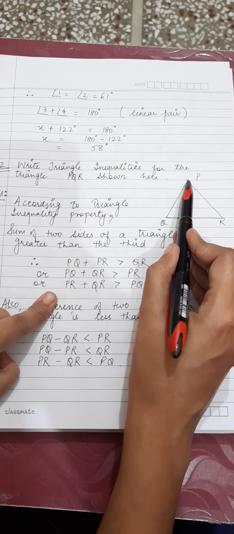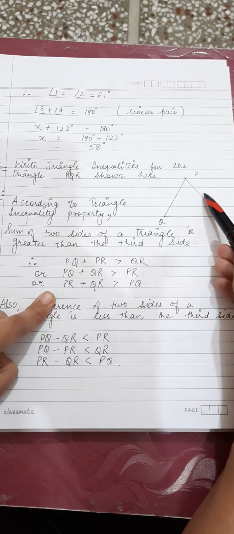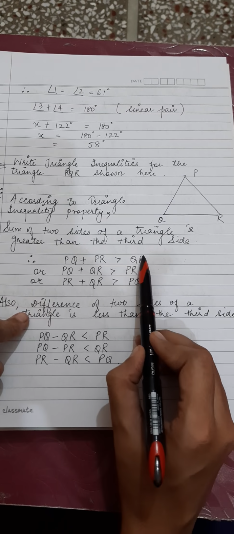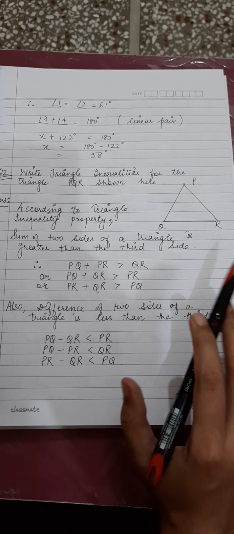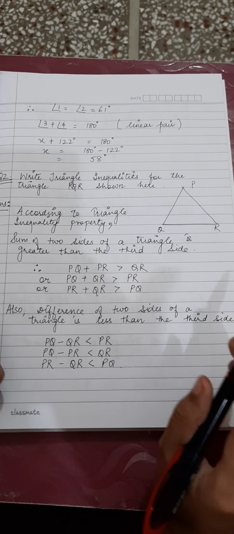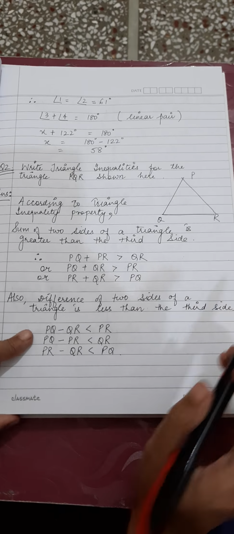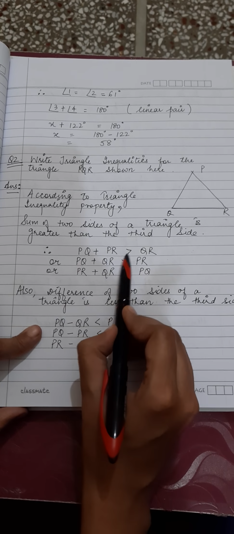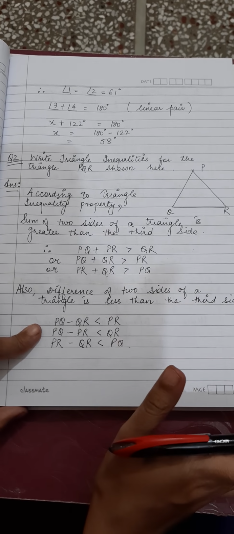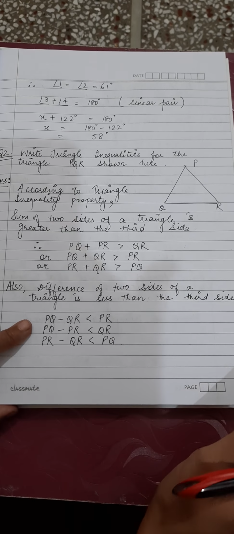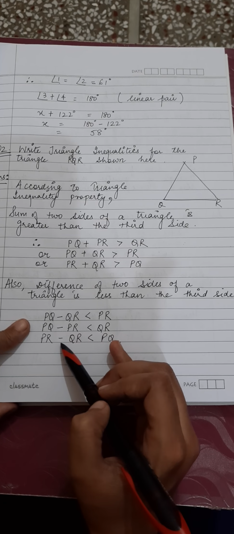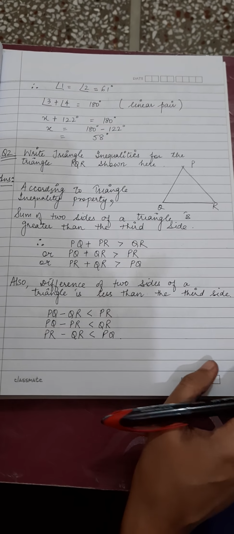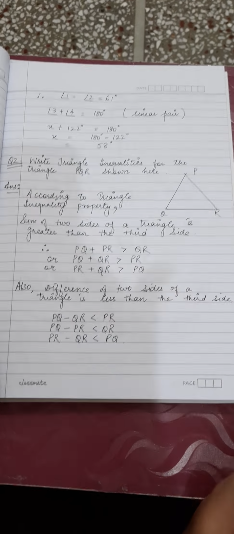So this is the one. Next, I can take PR and QR. The sum of these two sides should be greater than the third side, which is PQ. All the possibilities are done when we take the sum of two sides. Now if I take the difference of the two sides, instead of plus you write a minus sign, and the greater than sign will change to a less than sign. That's it. Everything is the same, only the plus sign changes to minus and the greater sign changes to less than. These are the possibilities of this triangle.